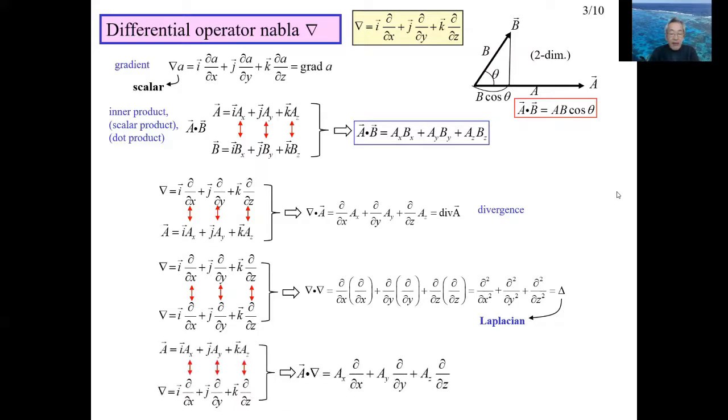Another case is that a vector A is placed before the nabla vector, that is, vector A dot nabla. This operator is used to express the inertial term of fluid motion. I explain this matter in a later section or later lecture.